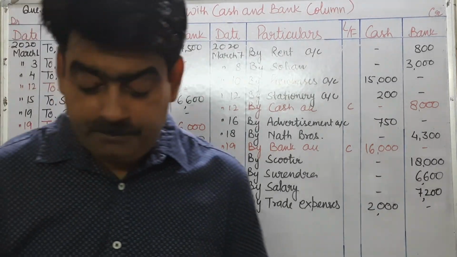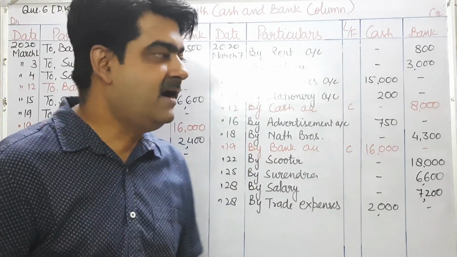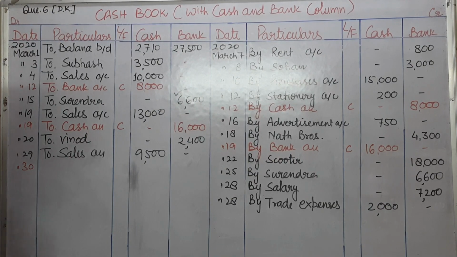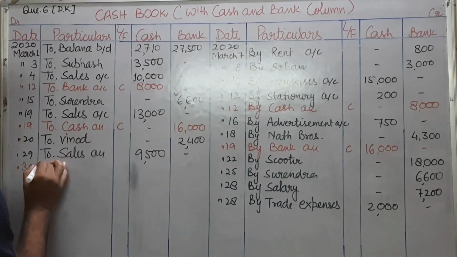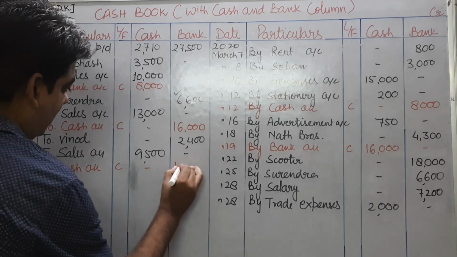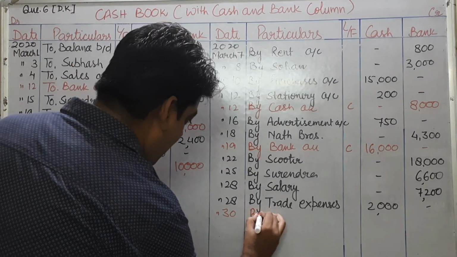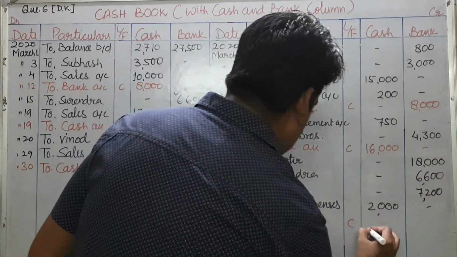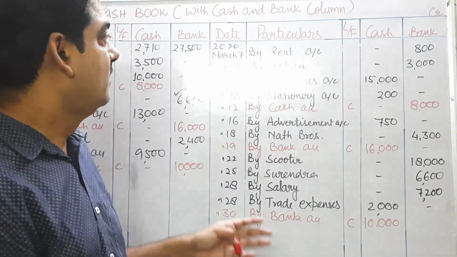And last one is paid into bank rupees 10,000 on March 30th. Again, this is a contra entry, so treatment will come on both sides. March 30. See, when we deposit amount into the bank, then entry will be bank account debit to cash, and treatment will come to cash account. Contra, amount will come in bank column, rupees 10,000. March 30, by bank account, contra, and amount will come 10,000. So like this we will write all the treatment in double column cash book.